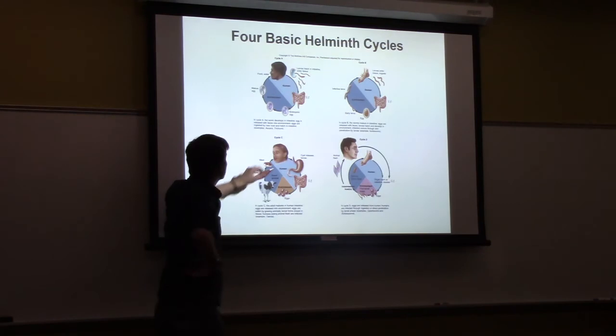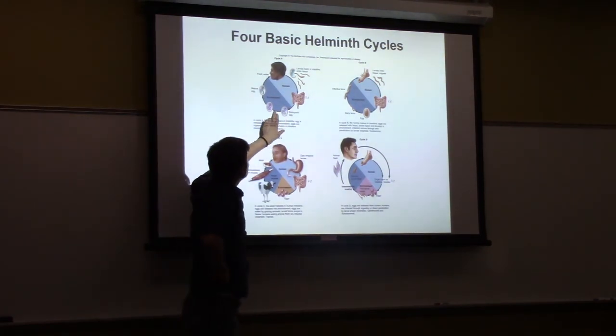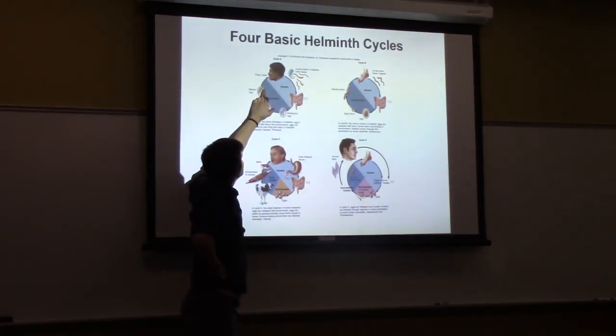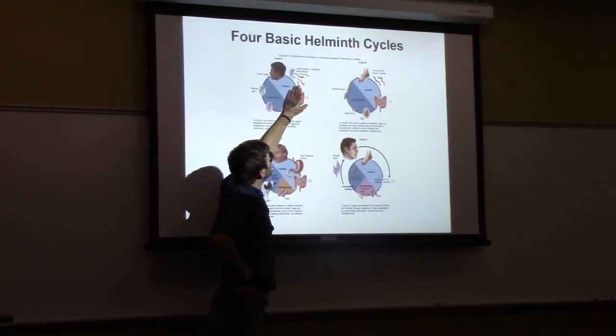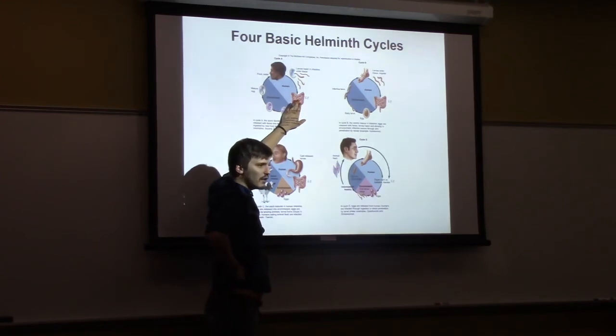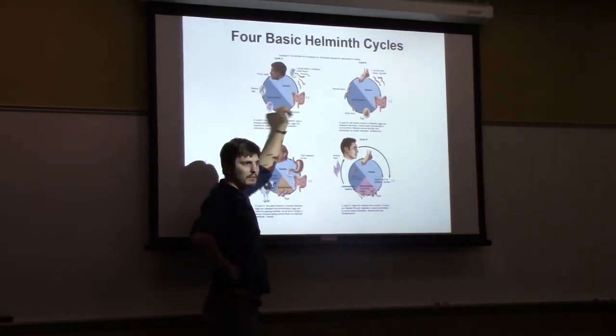Now, helminths tend to follow 4 basic life cycles. So the first life cycle is relatively simple. You have eggs that are released into the environment. These mature into larvae, which then can be ingested. These larvae are then released in the stomach, travel to the small intestine, become adults, mate, and release more eggs.